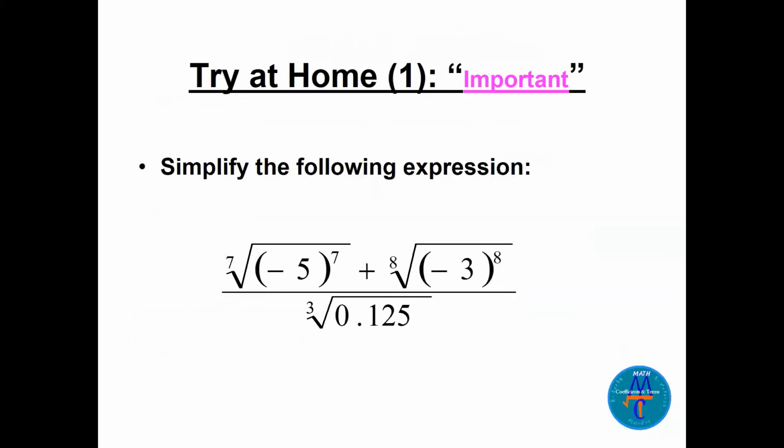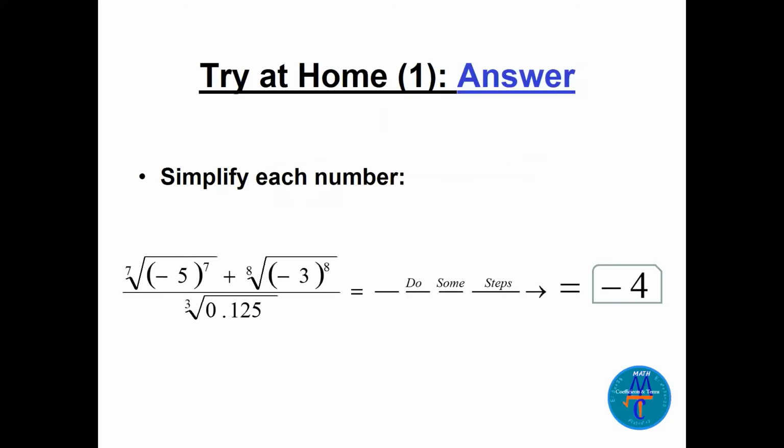Now, try at home. Usually all these try-at-home extra questions and practice, you can find the complete answers in another video called additional solved questions. So this is a nice question here, 7th root, 8th root, cube root. And if you try it yourself, if you can get the answer, negative 4 is the answer. If you need the steps, go to that video, additional solved questions in algebra.